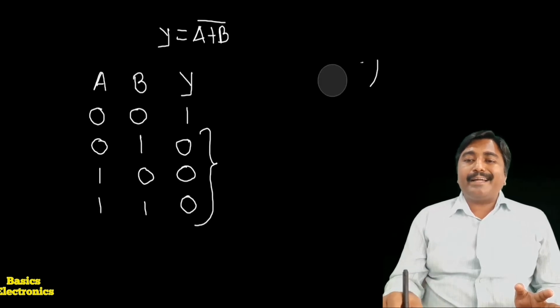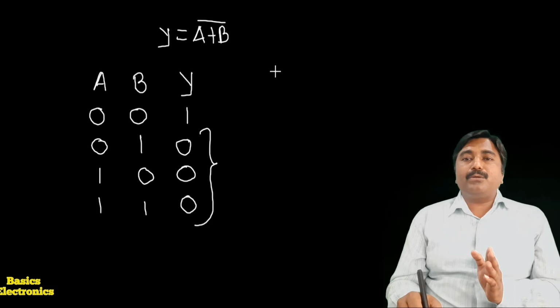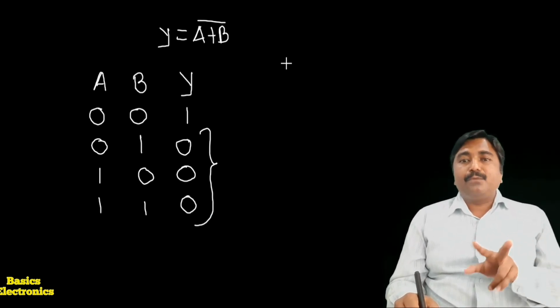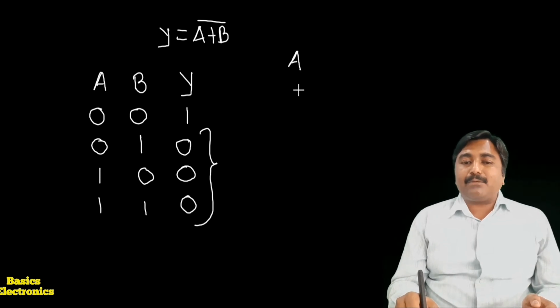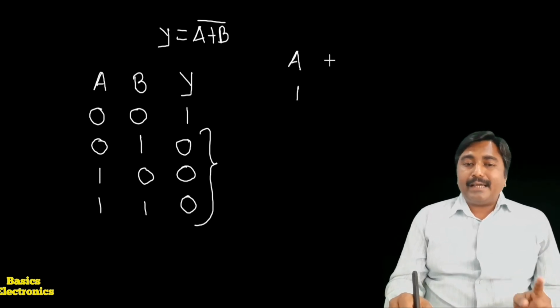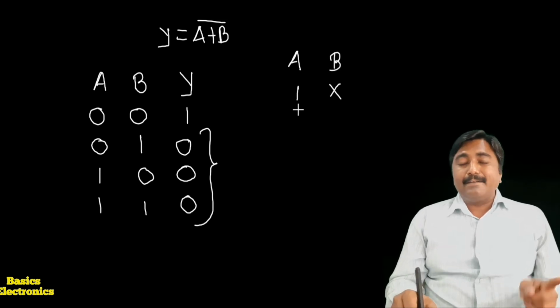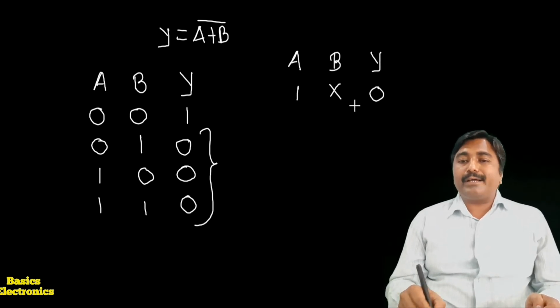Here, the NOR gate can have many inputs, but for a flip-flop we have to use either the 2-input NOR gate or the 3-input NOR gate. We consider only the 2-input NOR gate. If A is equal to 1, whatever the value of B, either 0 or 1, we get the output equal to low, output is 0.